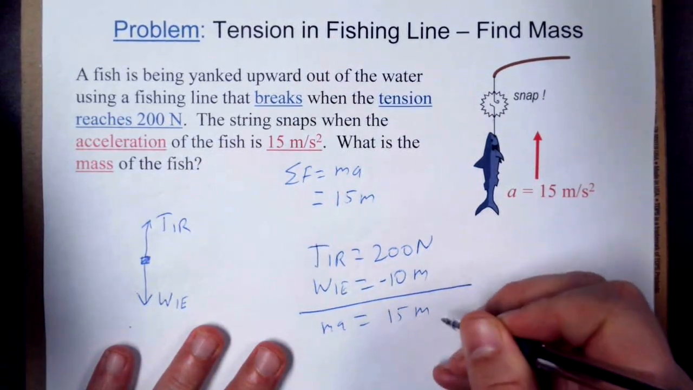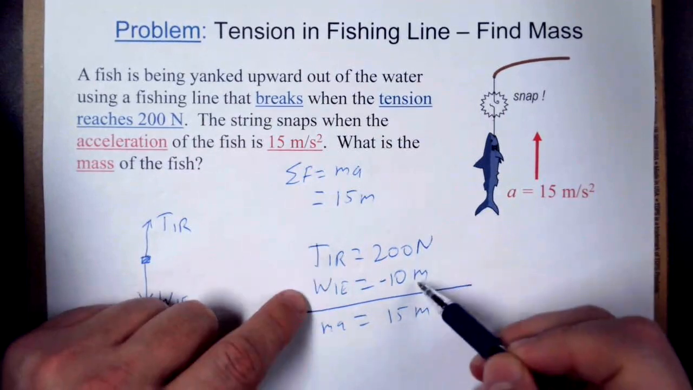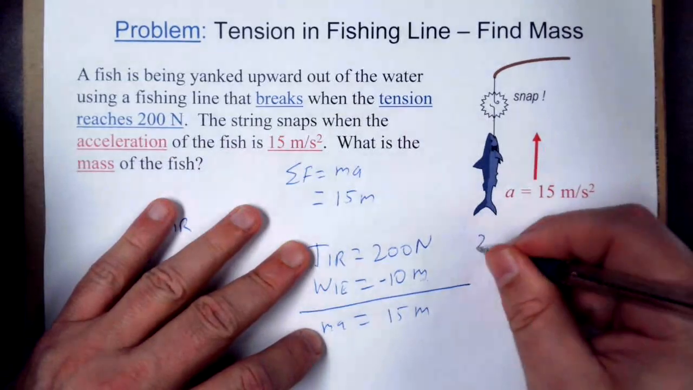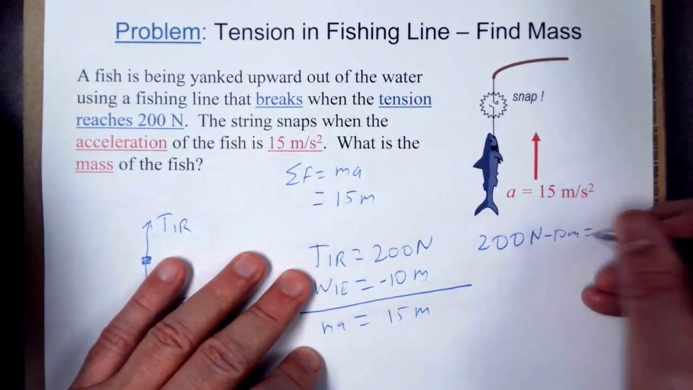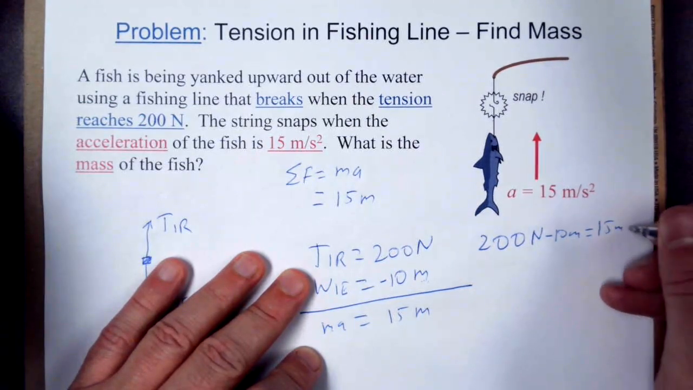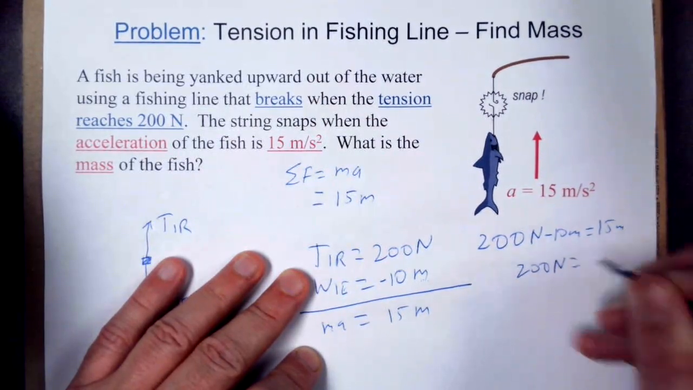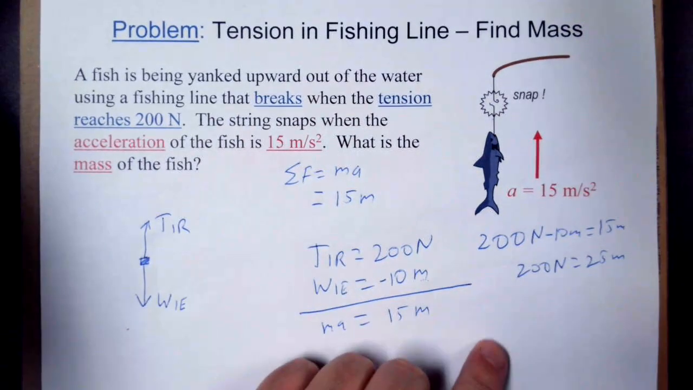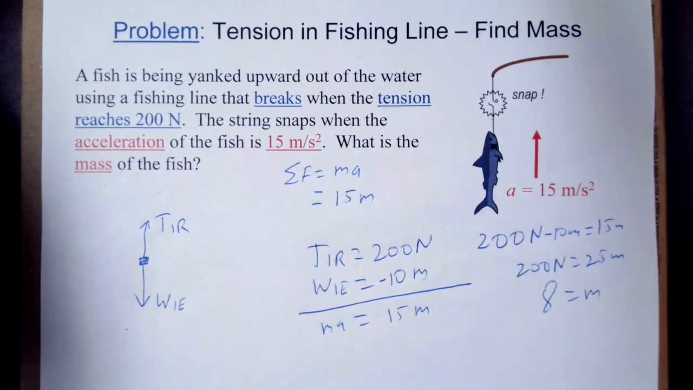15 m. So in this case, I think we want to break this out into a formula, right? 200 newtons minus 10 times mass is equal to 15 times mass. So 200 newtons minus 10 m is equal to 15 m. So we're going to add 10 m to both sides. So 200 newtons is equal to 25 m. Then we divide both sides by 25. So that means 8 is equal to m.